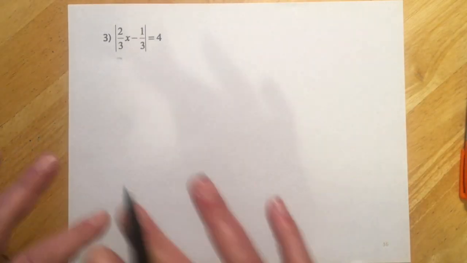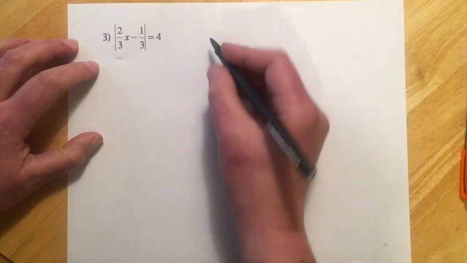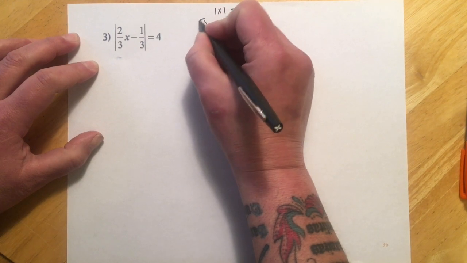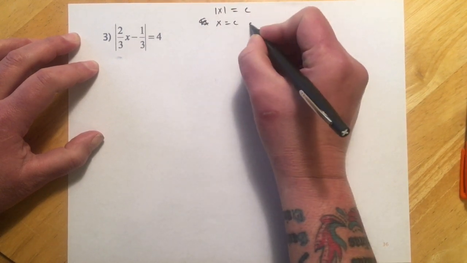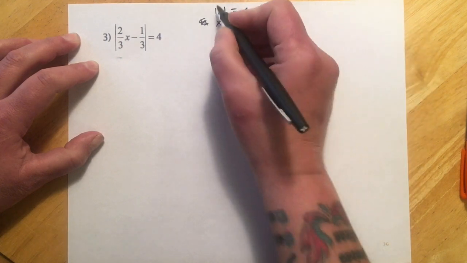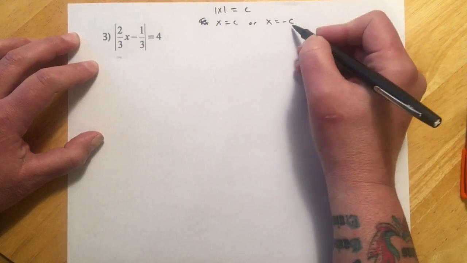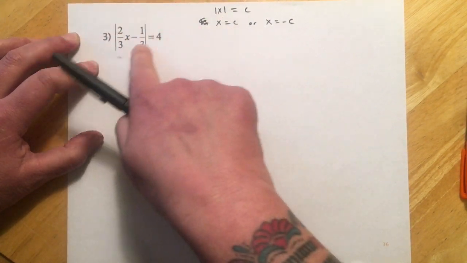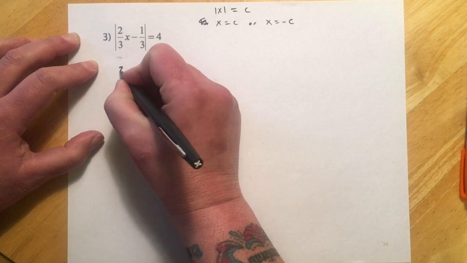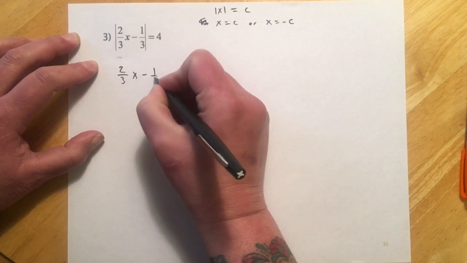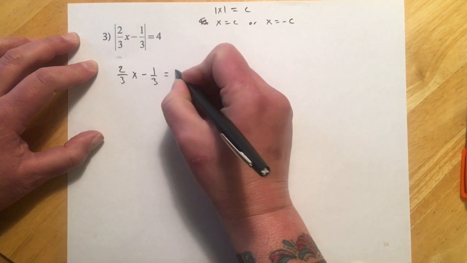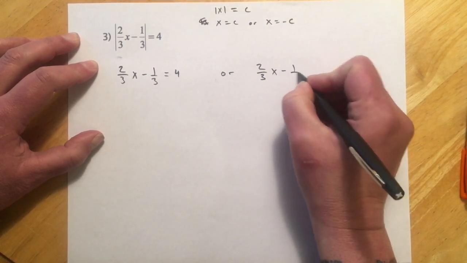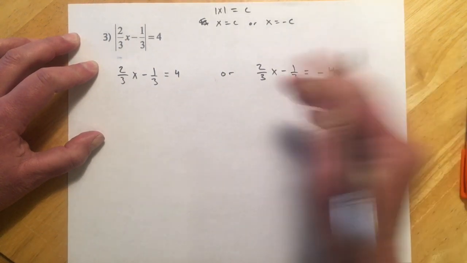For number 3, this gets to be a little bit more real deal. So we have our basic idea that if we have the absolute value of x equals c, we're going to have, not absolute value, x equals c or x equals -c. So whatever in here gets set to this and its opposite. So for this one, which is quite a lot more complicated, instead of just an x, it's this whole lot of stuff. So that's going to go 2/3 x minus 1/3 equals +4, or 2/3 x minus 1/3 equals -4.